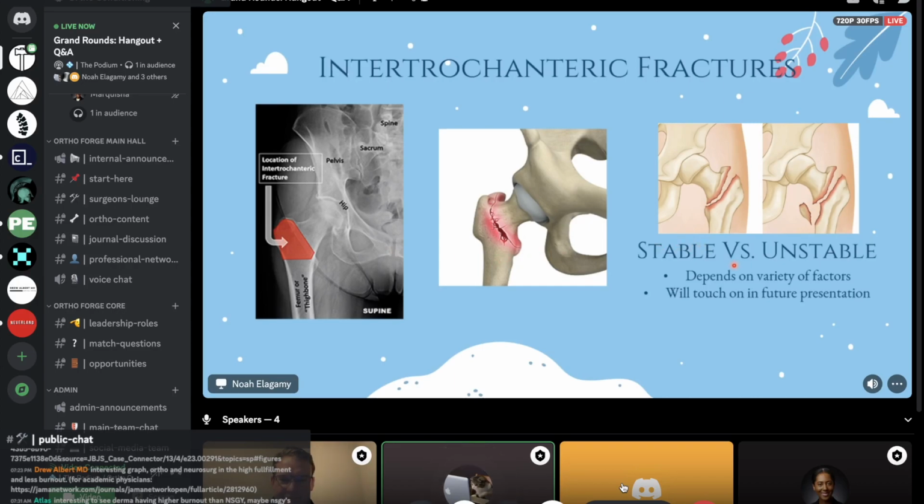I did allude to this earlier about stable versus unstable intertrochs, and this depends on a variety of factors. Hopefully, we can touch on it in future presentations. But if you can look at a hip X-ray and tell whether it's an IT fracture versus a femoral neck fracture or a subtroch, I think, and Drew, you can weigh in on this, you're in a good spot as a medical student. Truthfully, if you take this presentation to heart and you can look at an X-ray and say that is a displaced femoral neck fracture, you will be ahead of 100% of your peers.